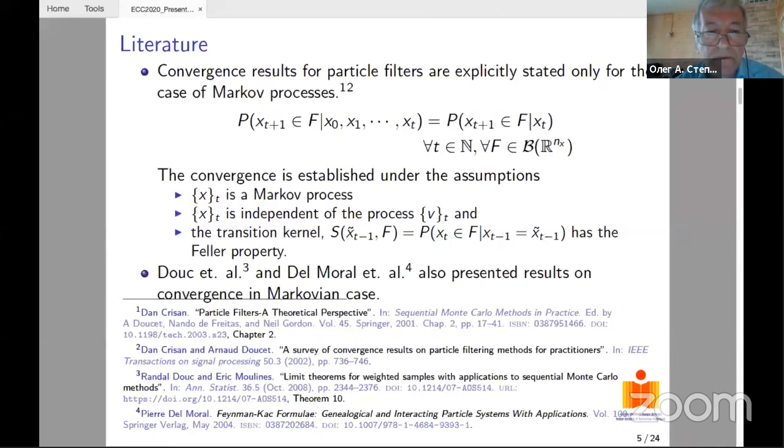In the literature, existing convergence results for particle filters are given only for the case of a Markov process, and the convergence is established under the assumptions that xt is a Markov process, xt is independent of the process vt, and the transition kernel follows the Feller property. Other authors like Dawes et al. and Del Moral et al. presented results on convergence in the Markov case.